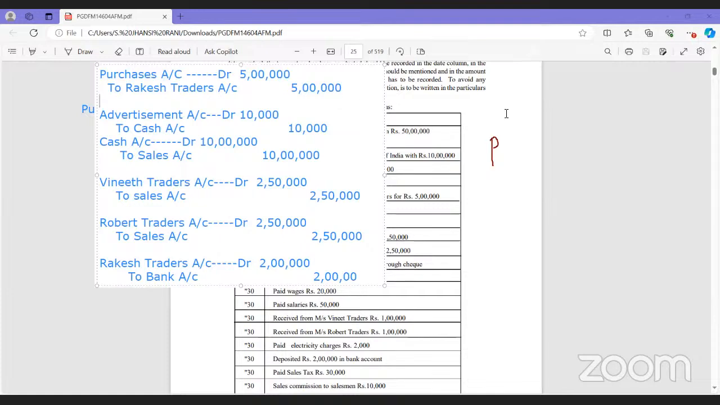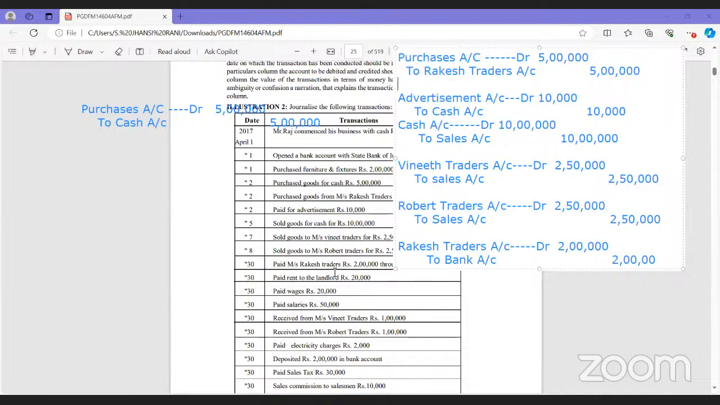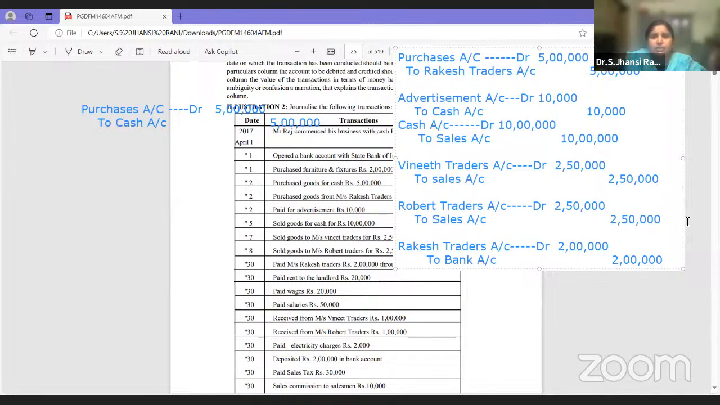Next, paid rent to the landlord. Look here, paid rent to the landlord. So rent means what? Rent is an expenditure to us. So whenever it is an expenditure, it comes under nominal account. The nominal account rule is debit all expenses and losses. So here rent is what? It is an expenditure to us. So I'll write it like this. Whenever expenses are given, remember, we have to write the expense name only. So here I am least bothered about to whom I am paying.